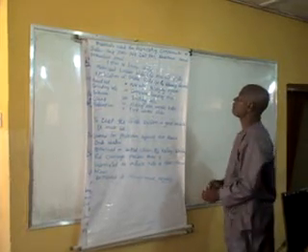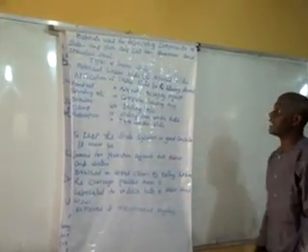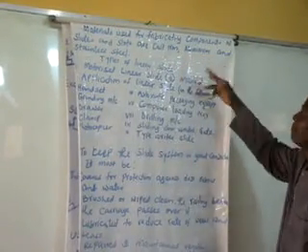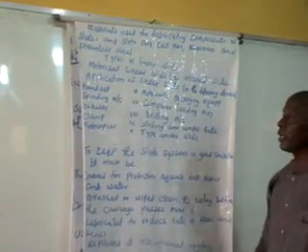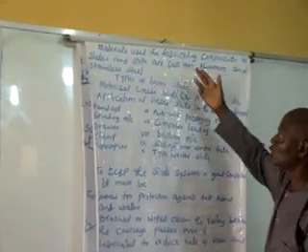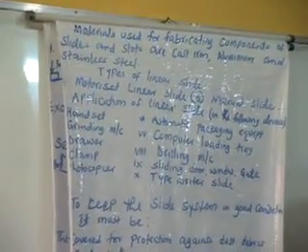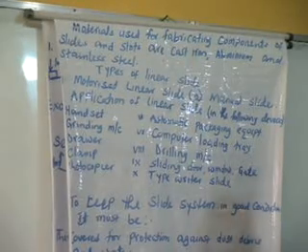Materials used for fabricating components of our slides and slots are cast iron, aluminium, and stainless steel. So these are the materials that we can use to produce our slide or probably be it slots.